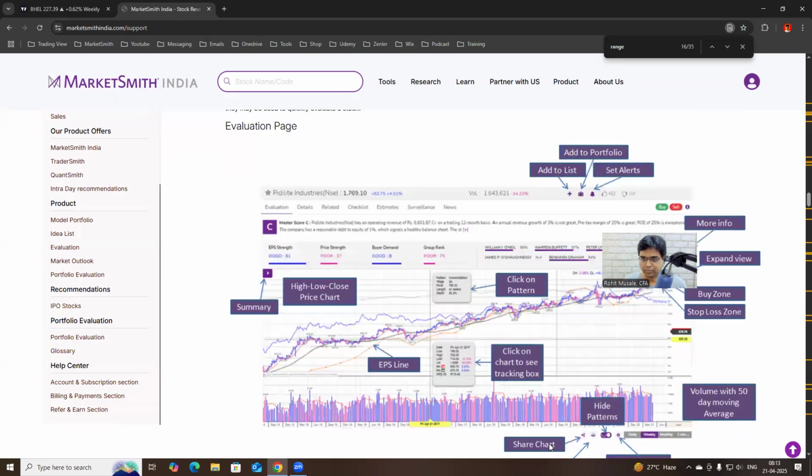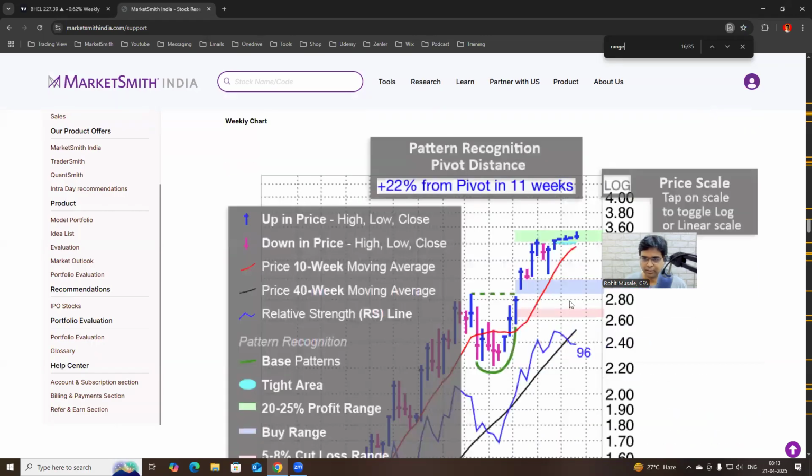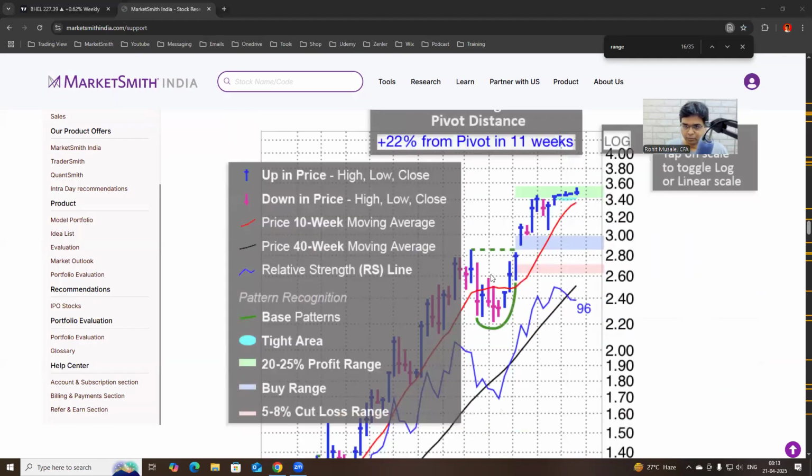There will be a diagram. Wait, let me scroll down. See, yeah, this one. You see this dotted line is the pivot point. Okay. On the MarketSmith chart, they will give you the price at which you are supposed to buy the stock, which is the reason why in this video series, I am not discussing patterns like cup with handle, double bottom, flat base, ascending base, high tight flag, etc. You don't need to do that because if you have MarketSmith, they give you the price level, they give you the pivot point.